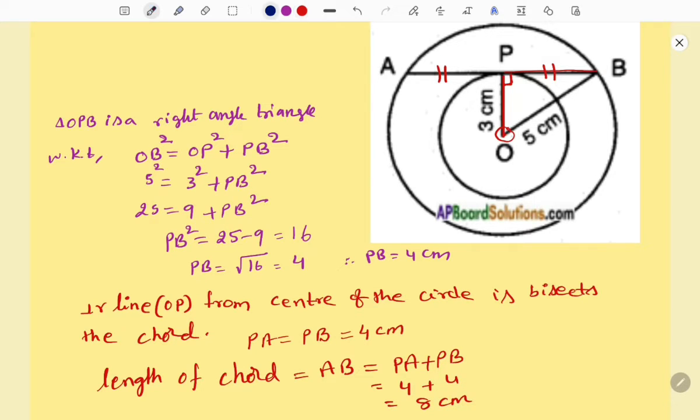Therefore, the length of the chord is how much? That is 8 centimeters. The length of the chord is equal to 8 centimeters. He asked in that question the length of the chord only. I hope all of you understood this.